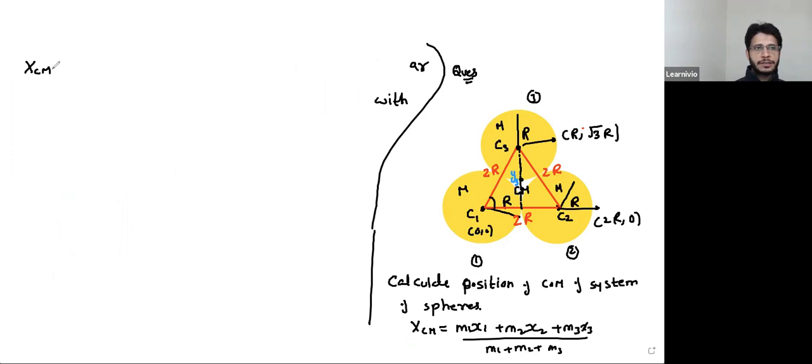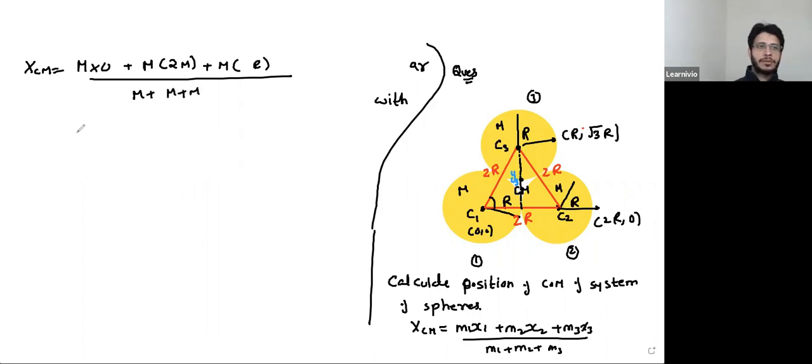Okay, now calculate the center of mass of the system. So the x coordinate is simply the mass m, x coordinate of first particle is 0. The x coordinate of second mass m is 2R. Mass m, its coordinate is R, divided by m plus m plus m. So it's 2R.